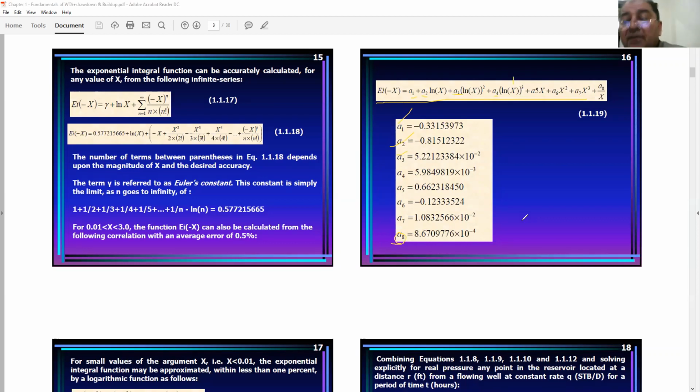How about the case if x is greater than 3? The EI function in this case will be 0. So there are three options for the EI function. If x is less than 0.01, we go with the logarithmic approximation. If x is between 0.01 and 3, we go with this model. If x is greater than 3, the EI function is 0.